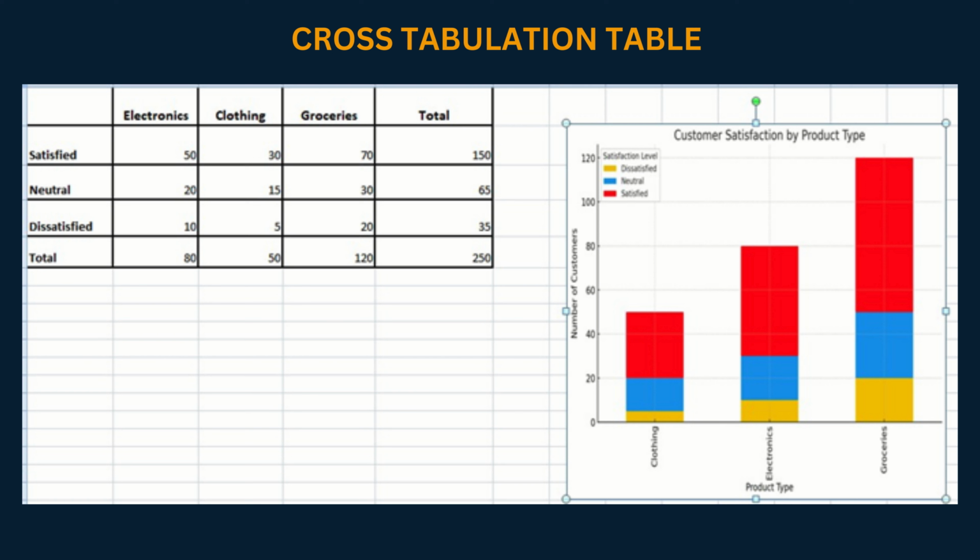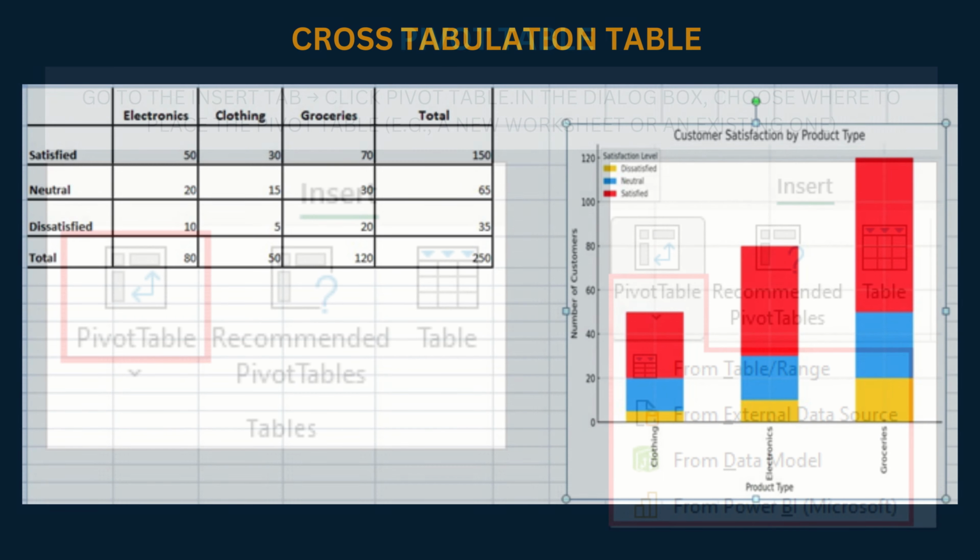Here is a stacked bar chart representing the cross-tabulated data of customer satisfaction by product type. Each bar corresponds to a different product type, and the colors represent the levels of customer satisfaction: satisfied, neutral, and dissatisfied. This visualization allows us to quickly see how satisfaction levels vary across product categories. For example, groceries have the highest proportion of satisfied customers, while clothing has the fewest dissatisfied customers.